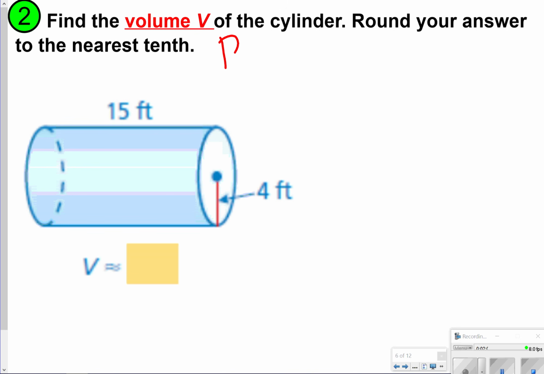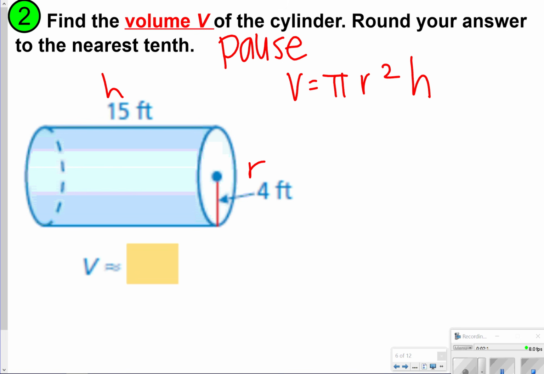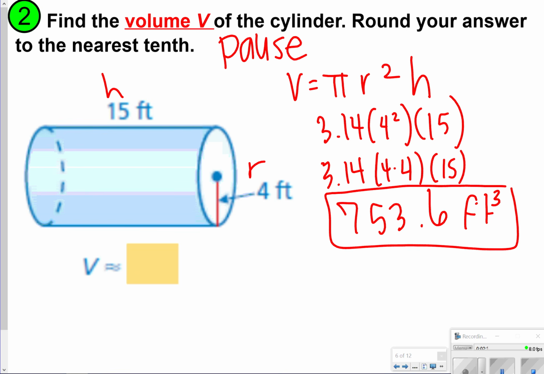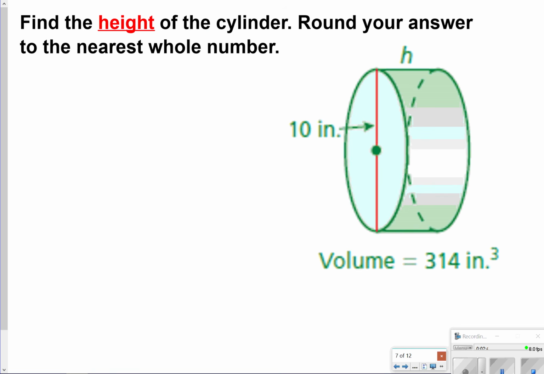You can go ahead and pause the video now for number 2, try it, and then once you're done, click play to check your work. Okay, so number 2, your radius is 4 and your height is 15. So even though it's turned on its side, radius, remember, always has to deal with the circle. Remember, volume is pi times radius squared times height. So that's going to be 3.14 times 4 squared times height, which is 15. Or 3.14 times 4 times 4 times 15 is going to give you 753.6 feet cubed.